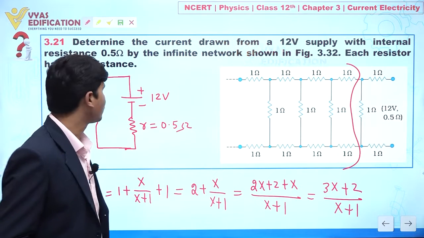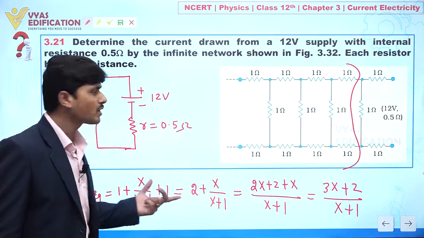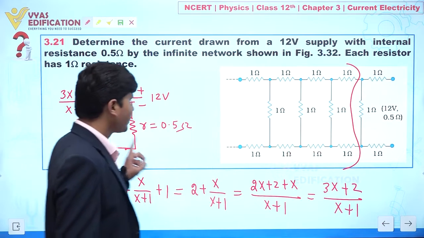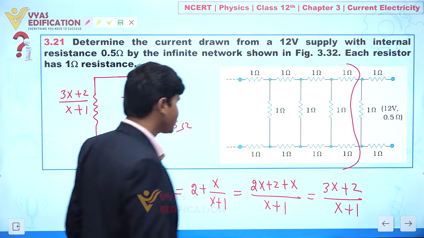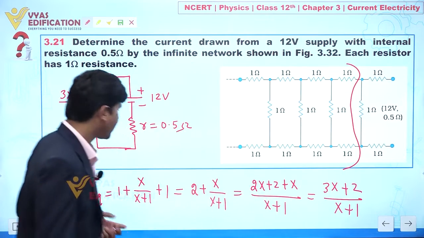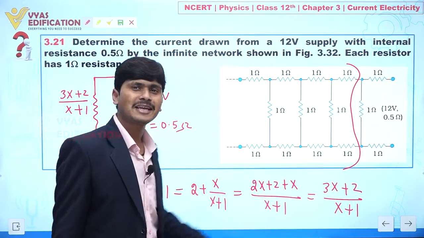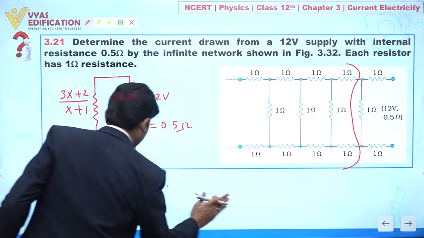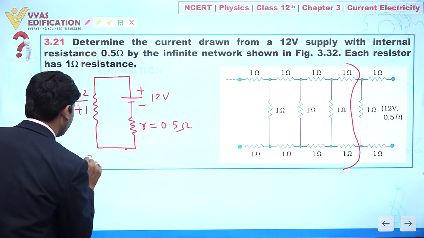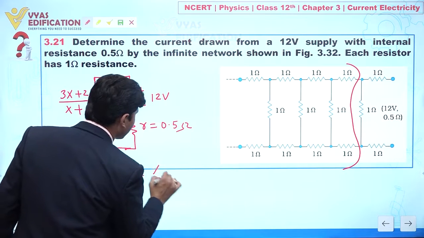So how can we solve it? This is the R equivalent, and definitely this value should also be equal to the value of X. What I am saying is that we calculated R equivalent, and this R equivalent should be equal to capital X. So I can write 3X plus 2 divided by X plus 1 equals X.